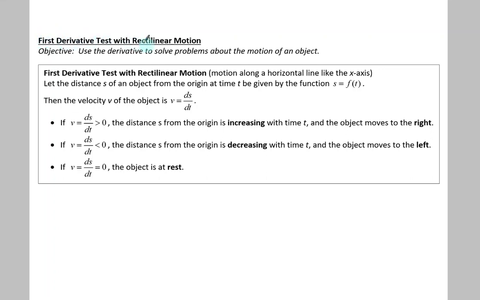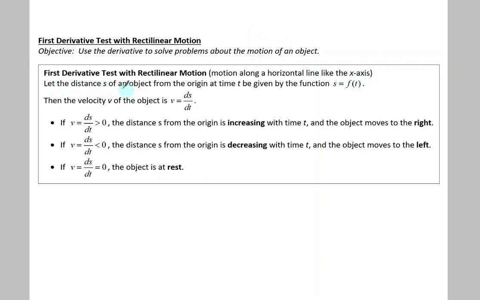First derivative test with rectilinear motion. Our objective is to use the derivative to solve problems about the motion of an object. First derivative test with rectilinear motion. This is motion along a horizontal line like the x-axis.